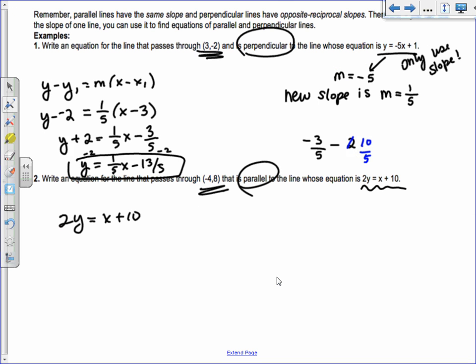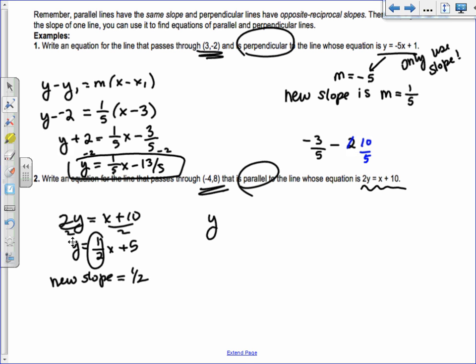All right, so the first step was to take this original equation, the thing that we're going to be parallel to, and solve for y. So I have y equals, you divide by 2 everywhere, so you get 1/2 x plus 5. Okay, so that's your original equation. The only thing you get from these original equations is the slope, right? Because I said parallel to this. All right, so my original slope was 1/2, so my new slope is also 1/2, right? Because it's parallel. Did you guys write -2? You got 1/2? All right.